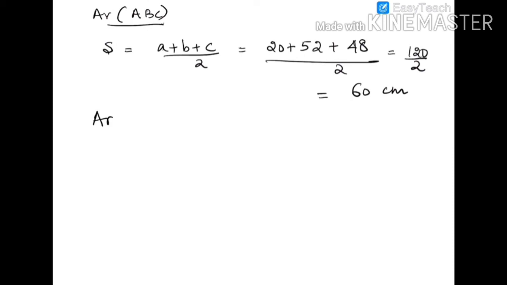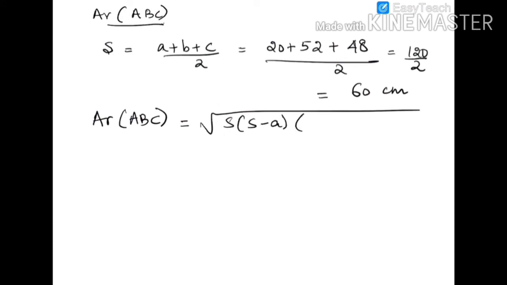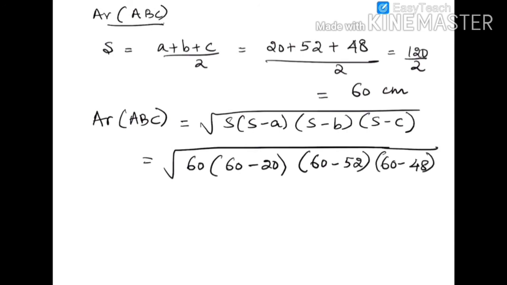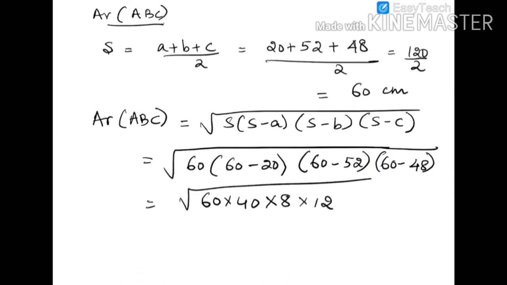So the area of this triangle ABC is equal to square root of S into S minus A into S minus B into S minus C, that is equal to square root of 60 into 60 minus 20 into 60 minus 52 into 60 minus 48. This is equal to 60 into 40 into 8 into 12.